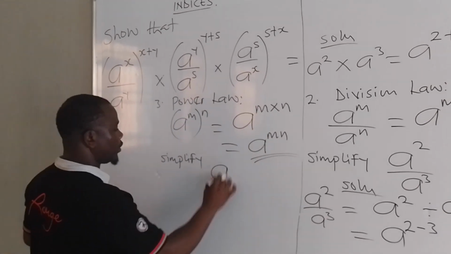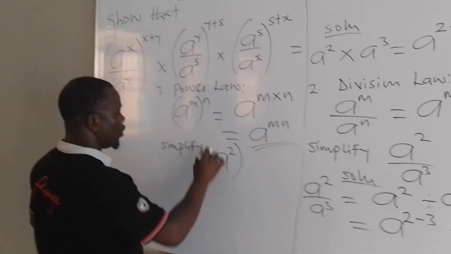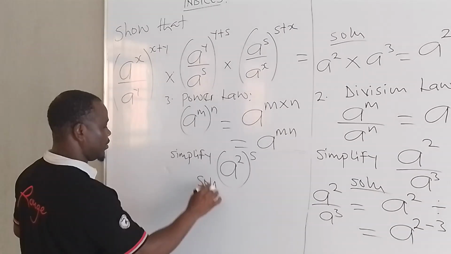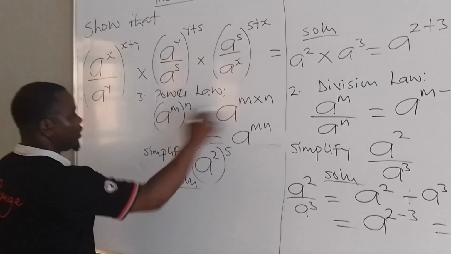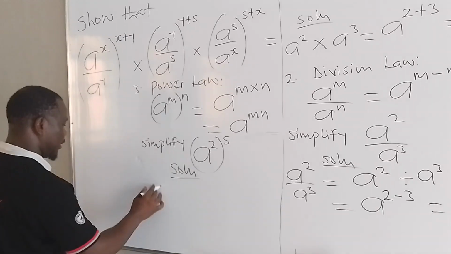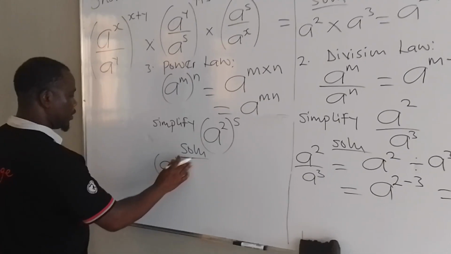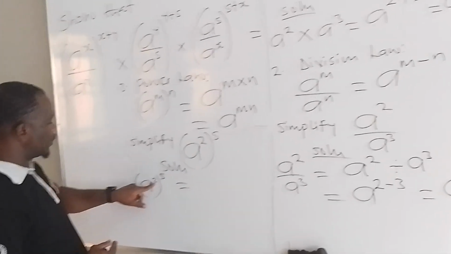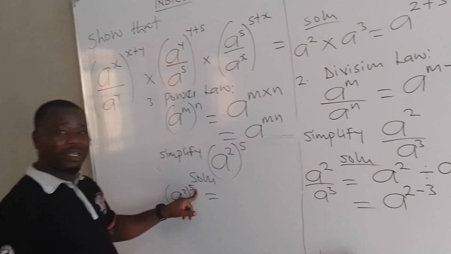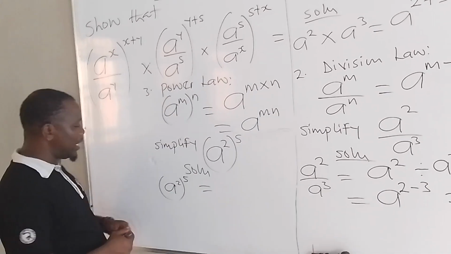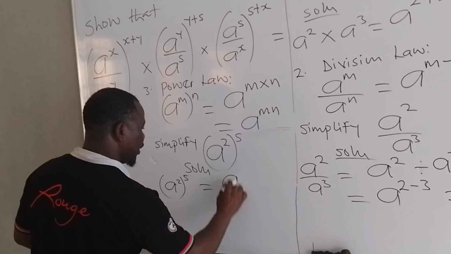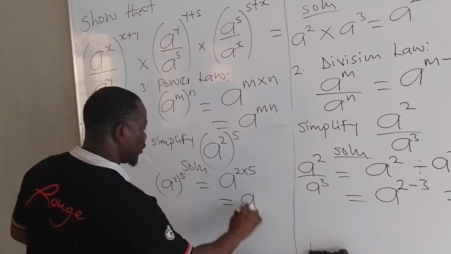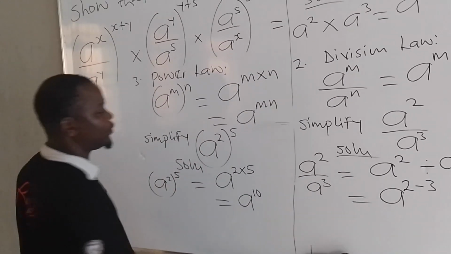Simplify a raised to the power of 2, all in brackets, raised to the power of 5. You don't need a prophet to tell you. This is a raised to the power of 2 all in brackets raised to the power 5. It means you will use this power to multiply this power. Are you following? So this is a raised to the power of 2 times 5, which is a raised to the power of 10. Do you agree with me?